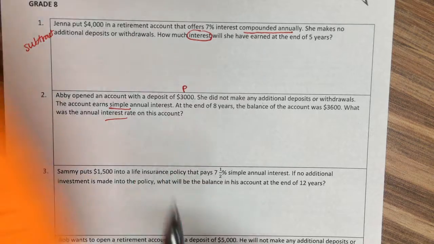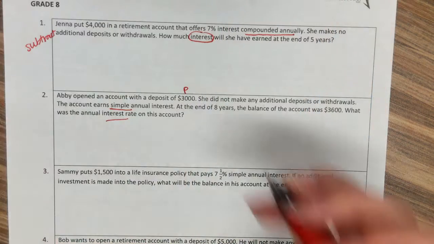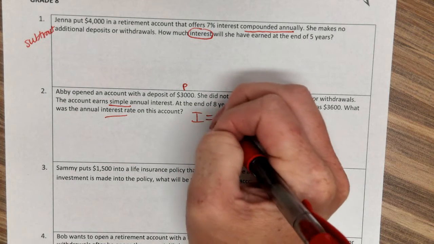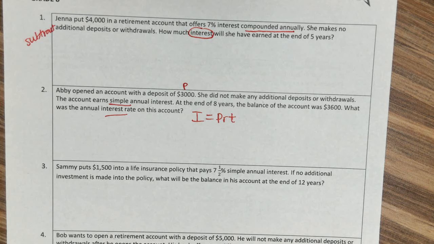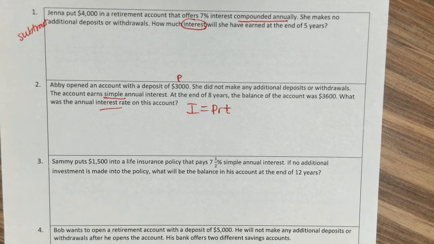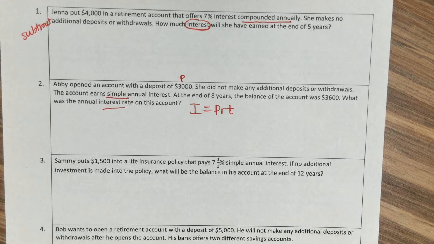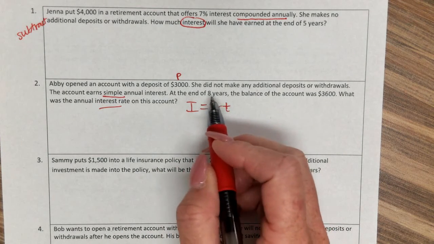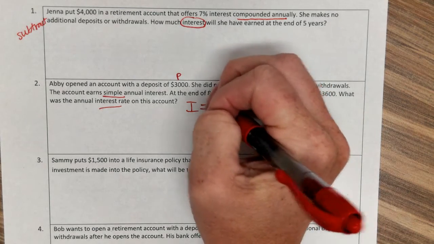Simple, so I'm going to go write that formula down. Simple interest is I equals PRT. Write it down. I don't see everybody writing. I'm giving you an answer and you're not writing. At the end of 8 years, what is this going to be? That's my time, my T.